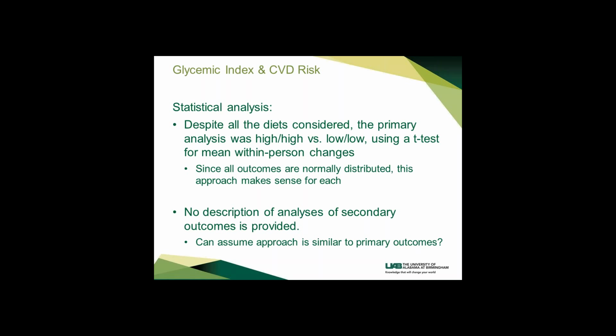So one of the benefits of crossover design is you have these repeated measures on an individual, and you can take advantage of that by using more complicated models. So this is a case where I might have used a repeated measures type of model to look at these differences. And that would allow me to look at all the different diet combinations in a single model rather than individual t-tests. And they again don't provide any description of their secondary analysis or secondary outcomes, which is, again, surprising. But I think the assumption is their approach was going to be similar to the primary outcomes.